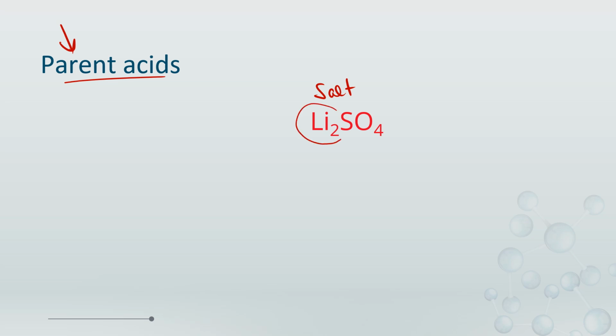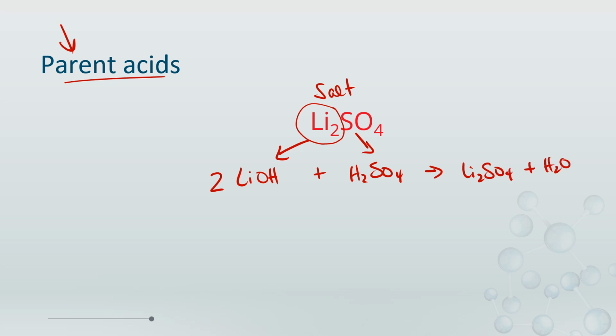So here's my metal lithium. I'm going to make it a base by adding hydroxide. Here's my sulfate polyatomic ion. I'm going to make it an acid by giving it some hydrogen ions. And when we combine these two together, you know what we're going to make? We're going to make exactly that lithium sulfate and some water, 2 waters in fact. So if I'm looking for the parent acid of some salt, basically we just throw some hydrogens onto the anion.